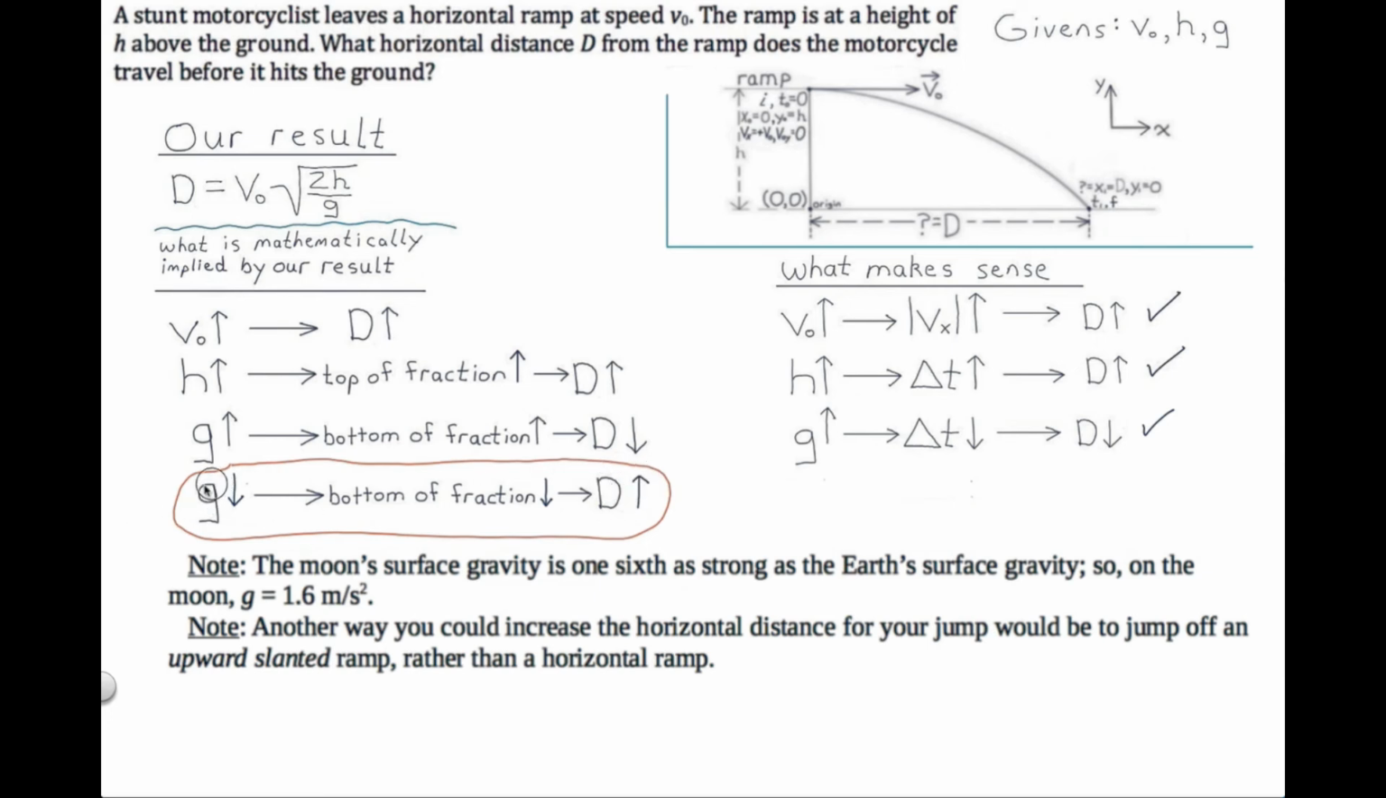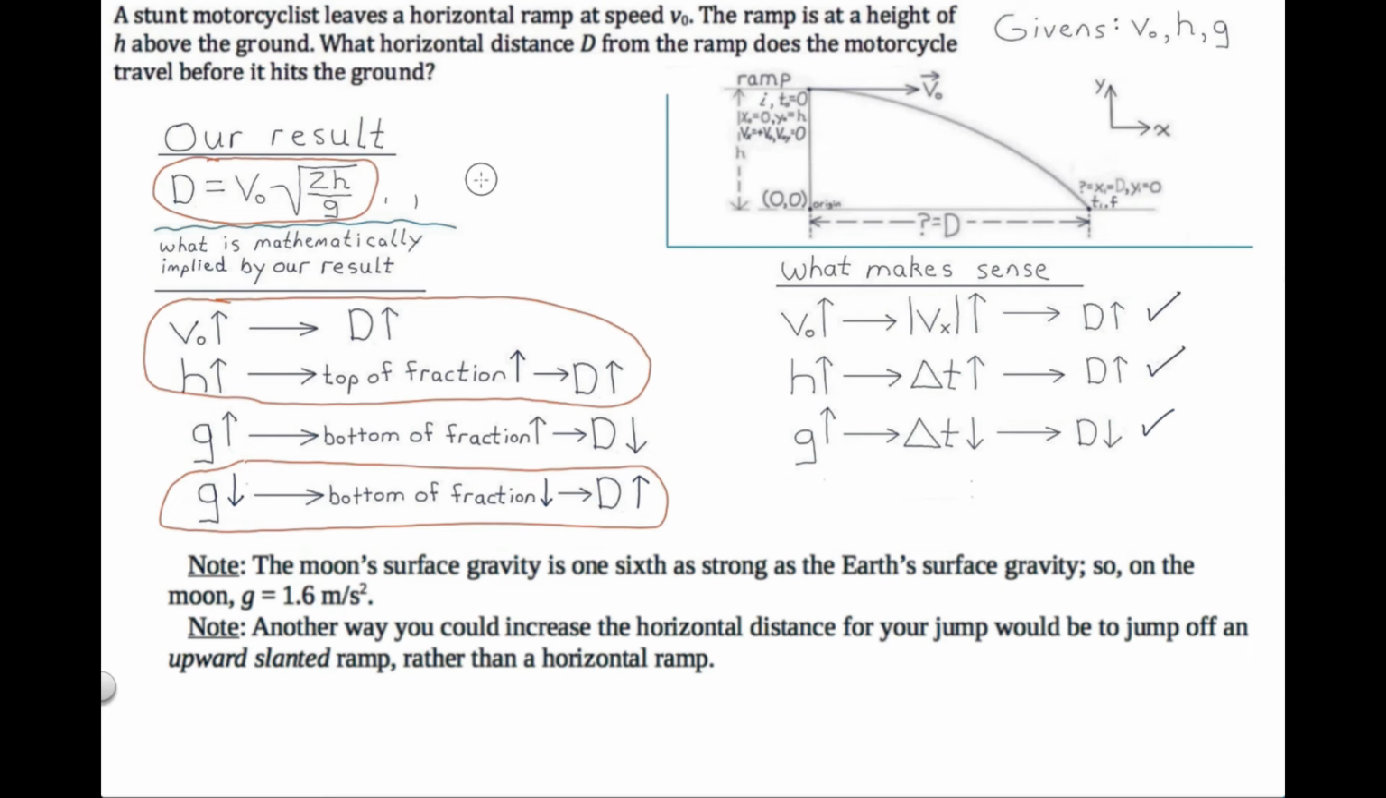You could decrease little g by, say, redoing the experiment on the moon, which has weaker gravity than the Earth does. So, if you're a motorcyclist who wants to make a very long-distance jump, our equation tells us that there are 3 ways for you to achieve your goal. You could drive off a ramp with a very high initial speed, or you could drive off a very high ramp, or you could drive off a ramp on the moon.